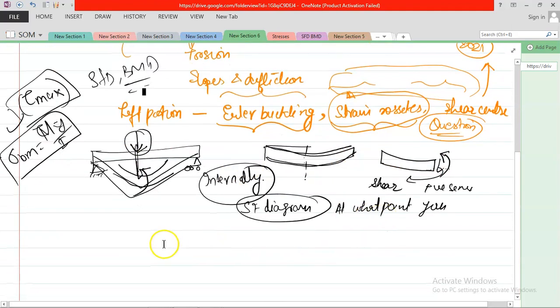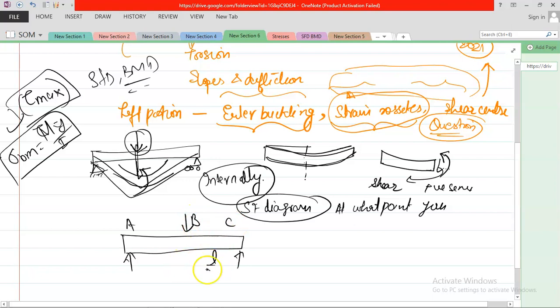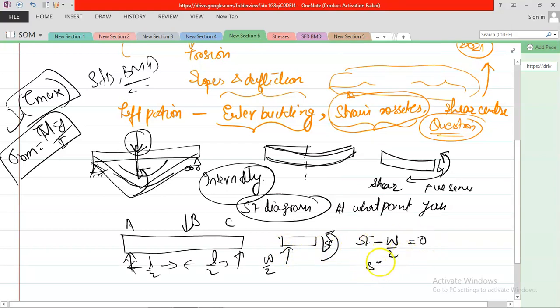Just a quick recap. Suppose you have a simply supported beam with three points A, B, C, with the load at the center, L by 2. Now you need to find the SFD. First of all, take this element. This is your positive sense of direction. Here you have reactions of W by 2. Now take SF. This reaction is in the negative direction, coming in the upward direction, so SF minus W by 2 equals 0. So SF is W by 2 at any portion X.